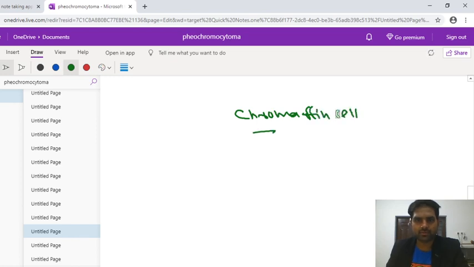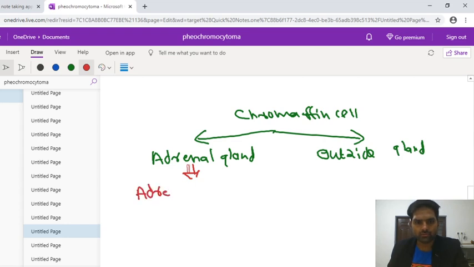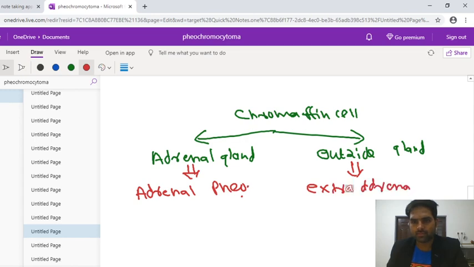This chromaffin cell can be present either in the adrenal gland or outside the gland. If the tumor arises from the adrenal medulla, it is called adrenal pheochromocytoma. And if the tumor arises from outside the gland, it is called extra-adrenal pheochromocytoma. There is one more term for extra-adrenal pheochromocytoma: it is also called paraganglioma.